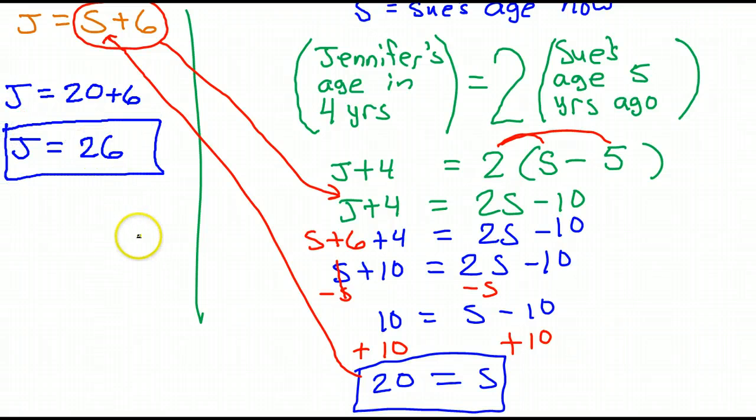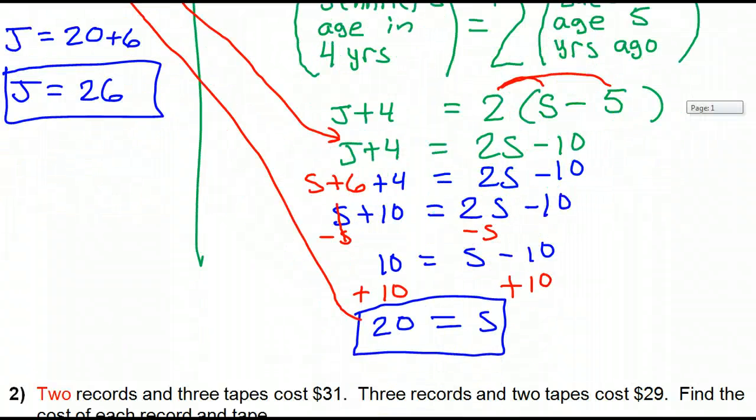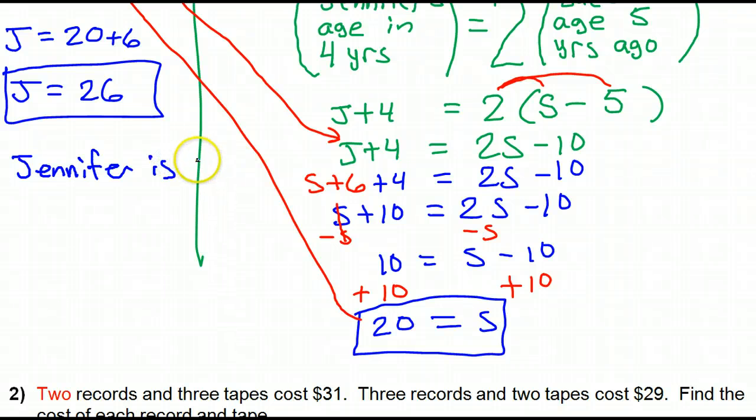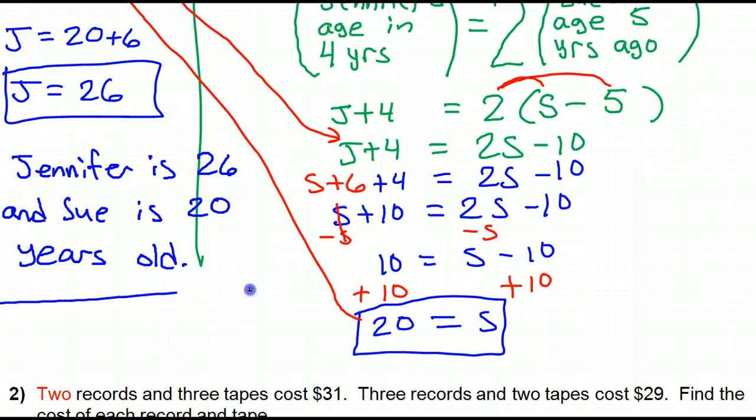Now as a final step, please, when you have a real world problem like this, we're talking about Jennifer's age, Sue's age, put it back into words. Don't leave it as J equals 26, S equals 20. Go ahead and follow through and write something like this. Jennifer is 26 and Sue is 20 years old. Okay, that is the final answer.